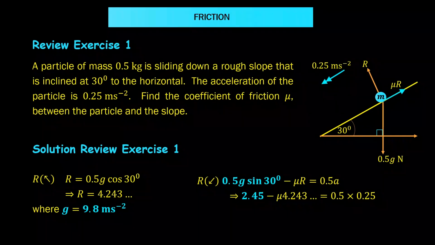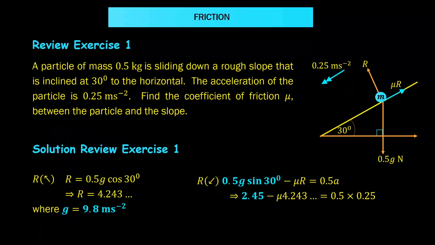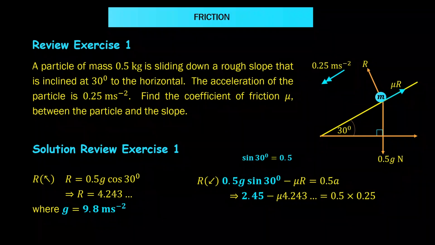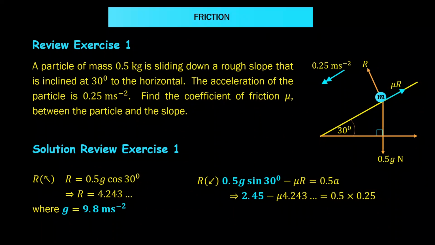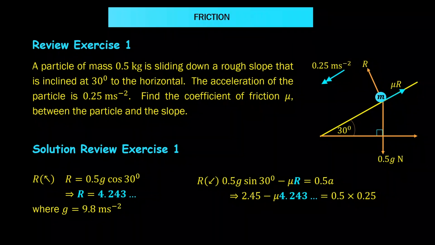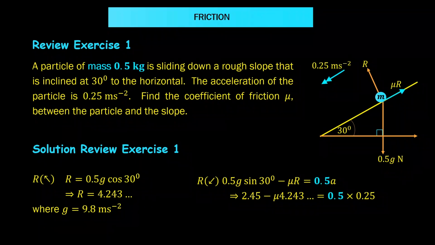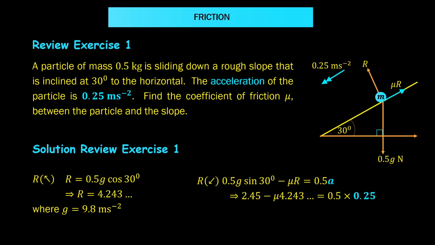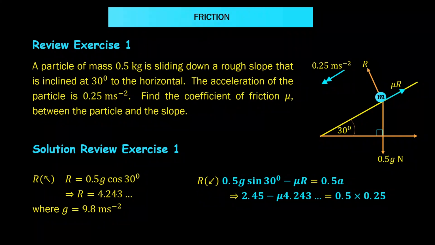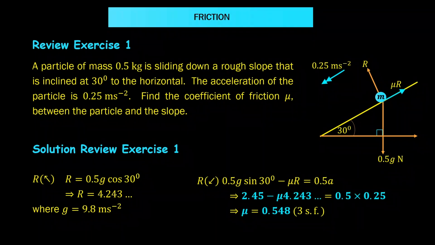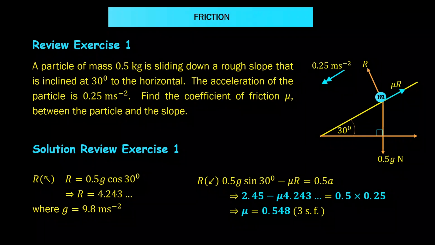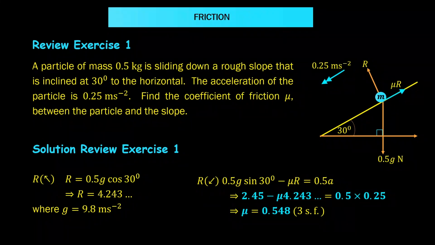So substituting in the various parts, g equals 9.8 is substituted here. Sine 30 is also substituted in. Sine 30 equals 0.5, giving us 2.45. The value of R has just been calculated, and we can plug that in. 0.5 goes here, and the value of the acceleration goes here. And we can now solve for mu. Rearranging this equation gives us that mu equals 0.548 to three significant figures.